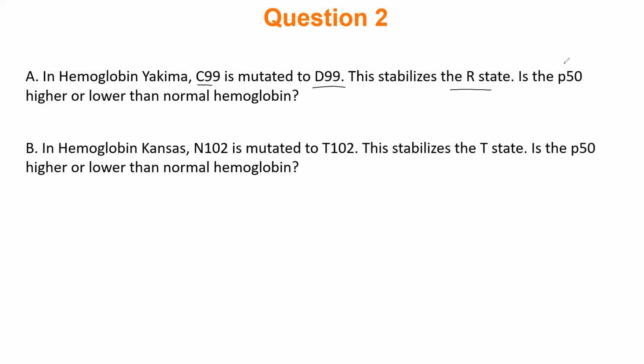Remember, P50 is oxygen concentration or pressure of oxygen at 50% bound, 50% unbound. So what are people thinking? Let me know.